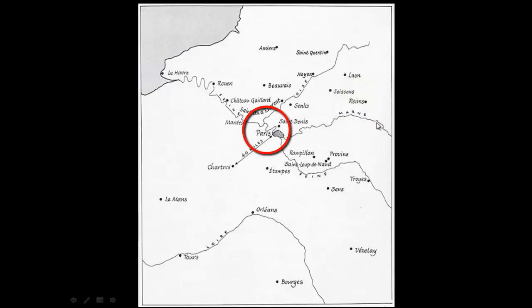The Gothic, as it begins to develop and as it flourishes, is really located in this one small area. Even though we won't be talking about it today, there are significant Gothic cathedrals also in Laon right here, Amiens, and the city Rouen right here.